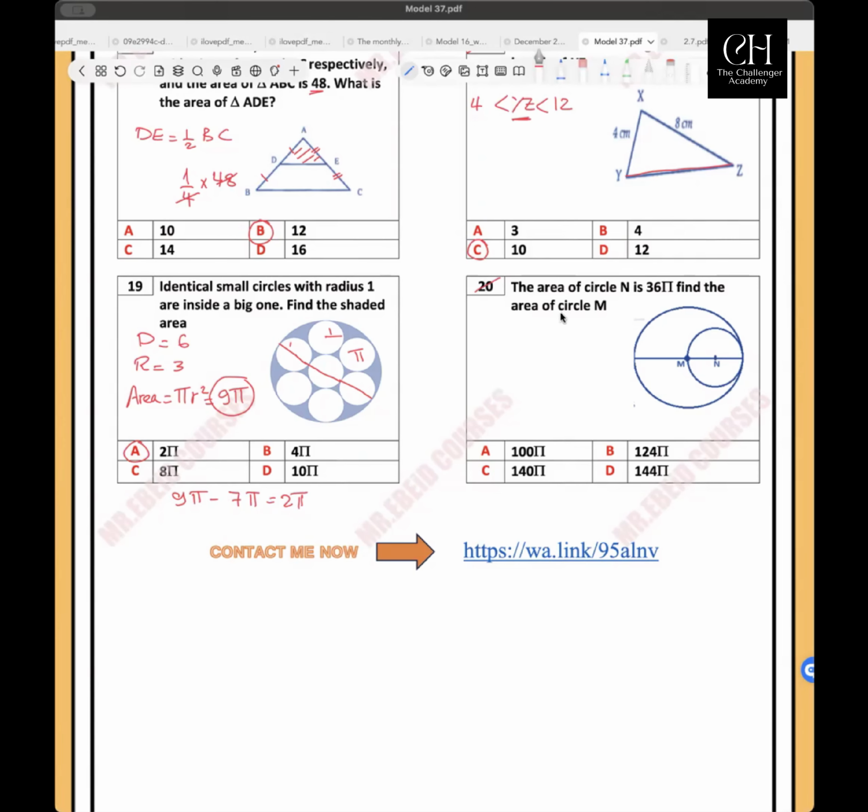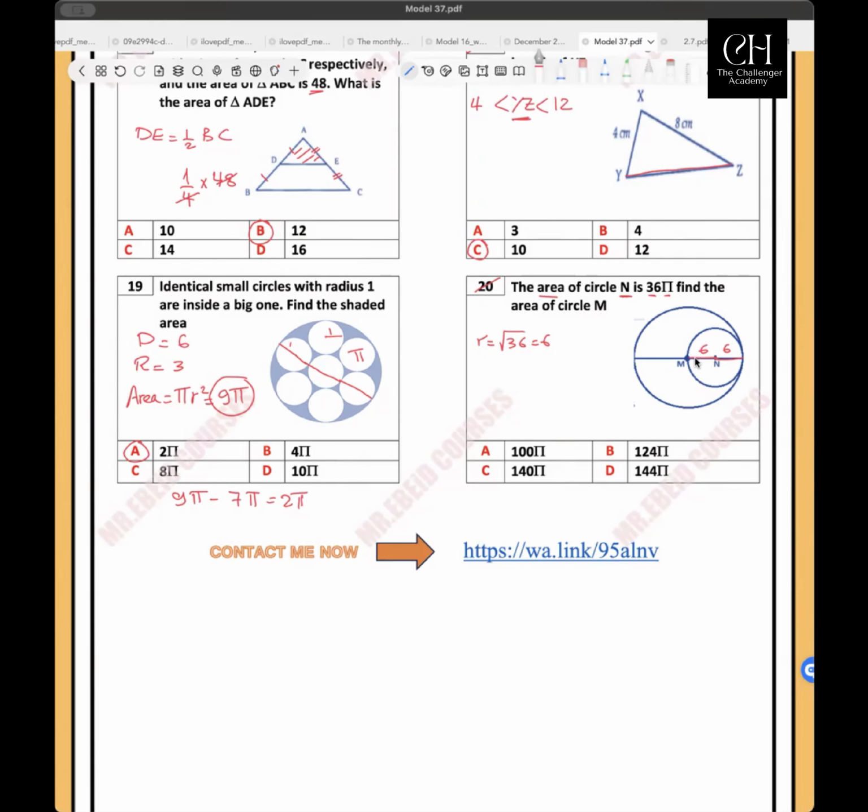For question 20, the area of the circle N is 36 pi. Find the area of the circle M. If you have a circle like this and we have the area in terms of pi, if you take the square root of the number in front of pi, you will find the radius. So the square root of 36 equals 6. So the radius of circle N equals 6. It means that this radius equals 6, and also all of this equals 6. So this diameter is 12, the diameter of N.